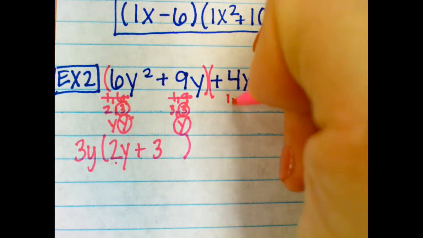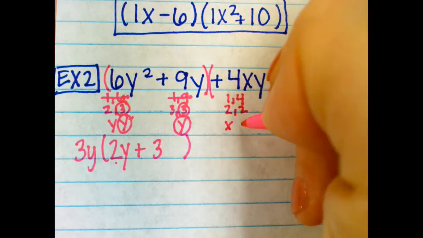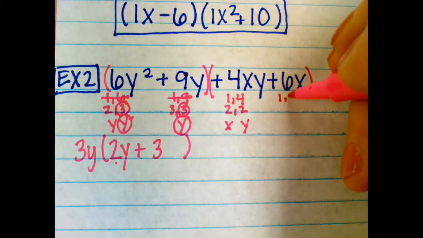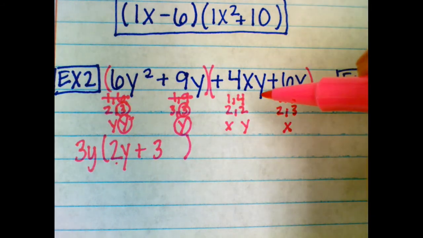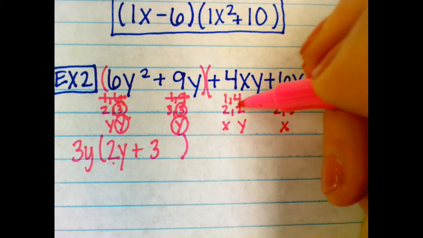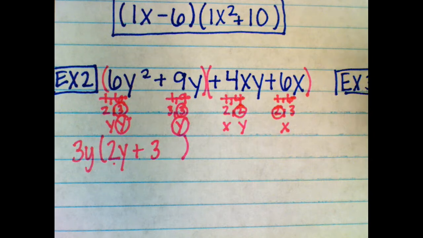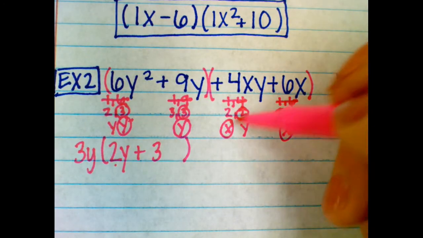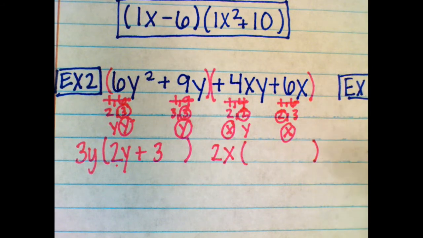Factors of 4, 1 and 4, 2 and 2, and I have an x, and I have a y. Factors of 6, we did them over here. 1 and 6, 2 and 3, and I have an x. So my greatest common factor is 2. These cancel. And what do I have in common? I have in common an x and an x, but here I have a y, but I don't have a y here. So I circled the same stuff, 2x.